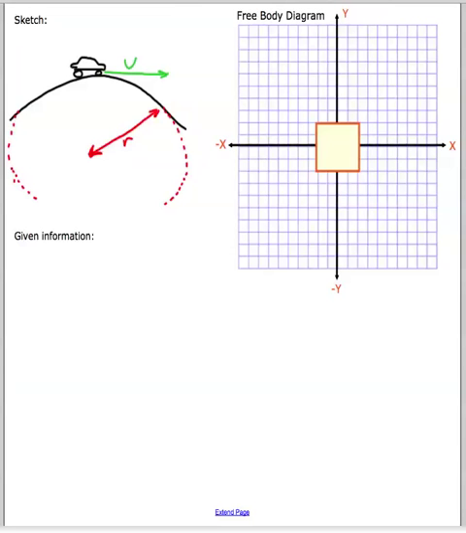The problem reads, a sports car of mass 950 kilograms, including the driver, crosses the rounded top of a hill, radius 95 meters at 22 meters per second. Determine A, the normal force exerted by the road on the car.